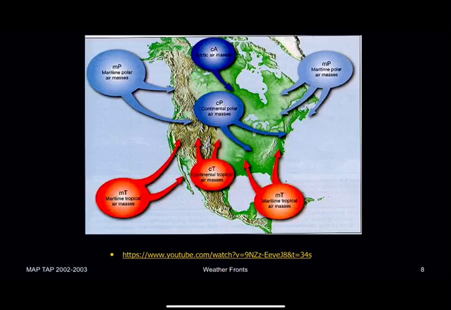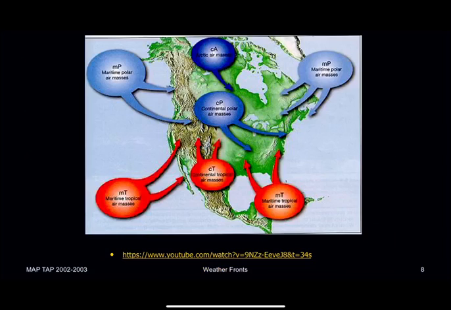But if you look once again to the right of your screen, you'll see a little m, big P. This means maritime polar. Polar means it's a bunch of cold air. And because it formed over the water, it's got a lot of moisture in it. Now look back to the center. A little c, big P. This means it's dry, cold air because it's continental polar.